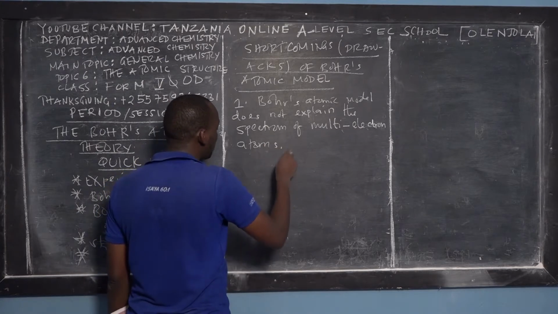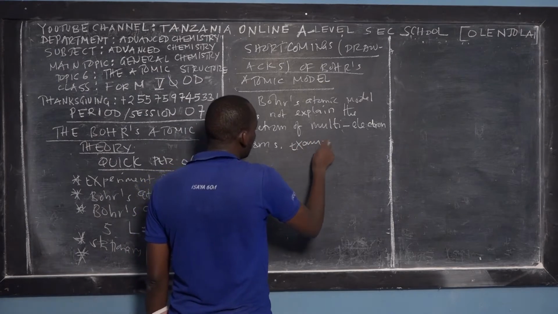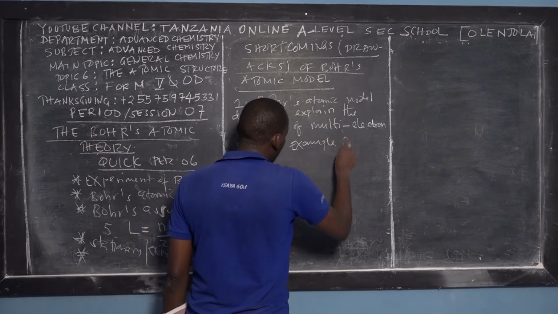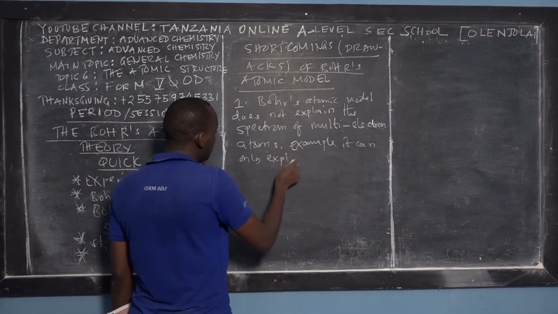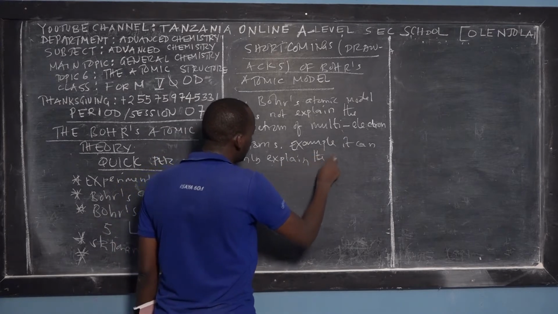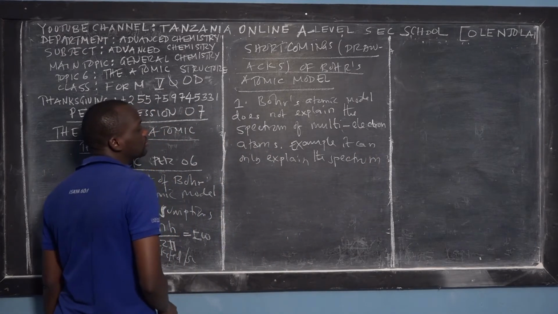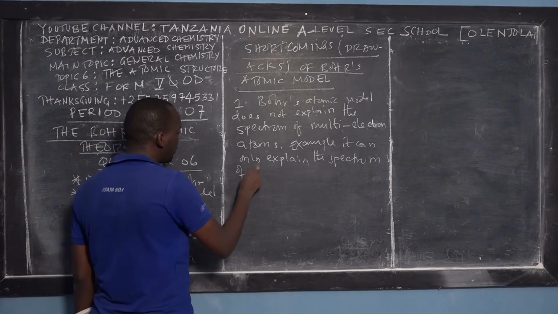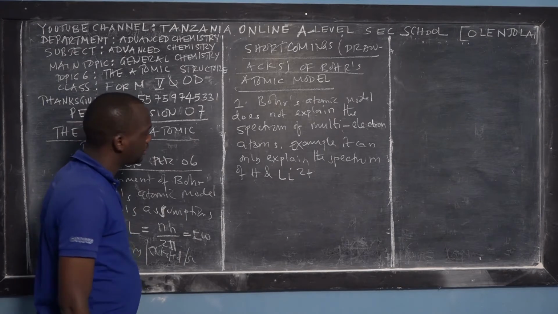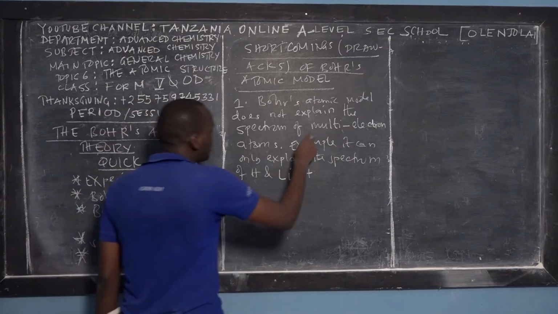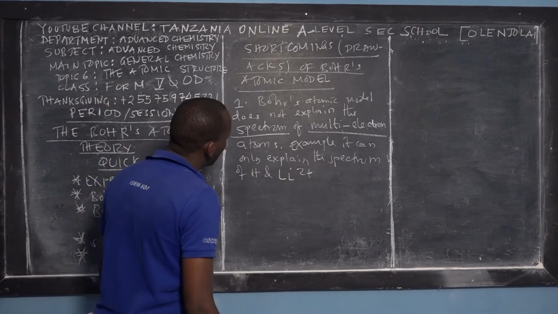For example, it can only explain the spectrum of elements that have only one electron in their valence, because the spectra of hydrogen, for example, and the lithium ion, as I told you. So it does not explain the spectra of multi-electron atoms.